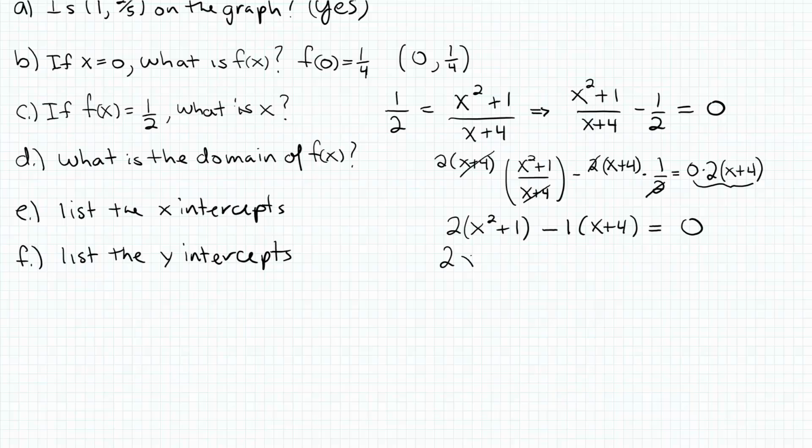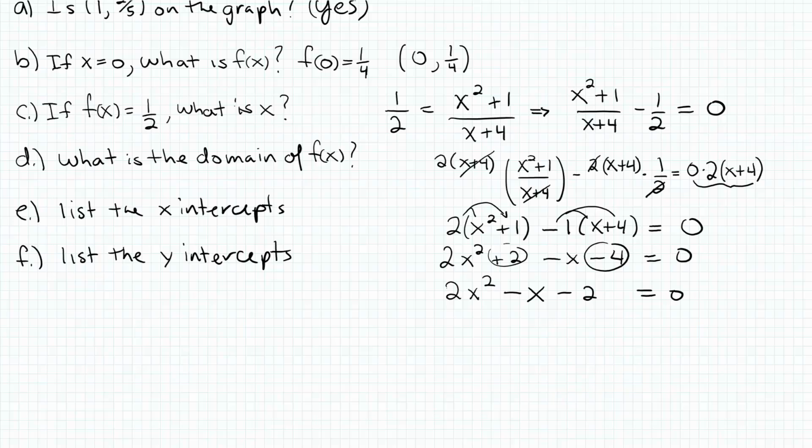Then from there you have 2x squared plus 2, then minus x, and minus 4 by distributing, right? And then finally combine like terms. So we'll have 2x squared, the 2 and the negative 4 make negative 2. So we'll have negative x minus 2 equals 0. And that provides us with a quadratic that we can try to solve. So we should probably try the quadratic formula on it because it does not look factorable.